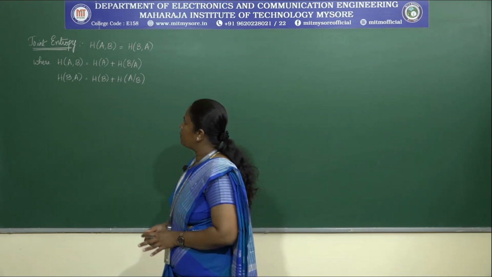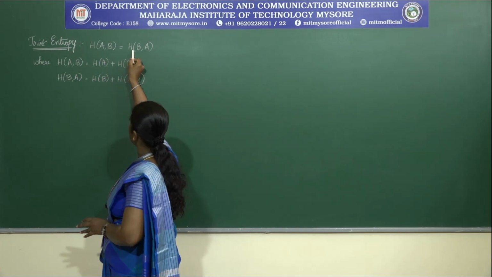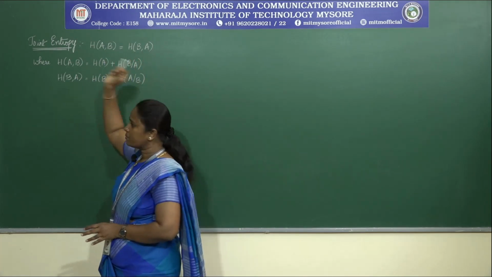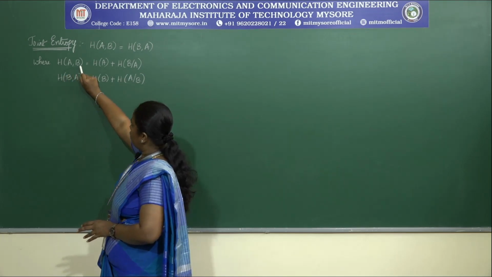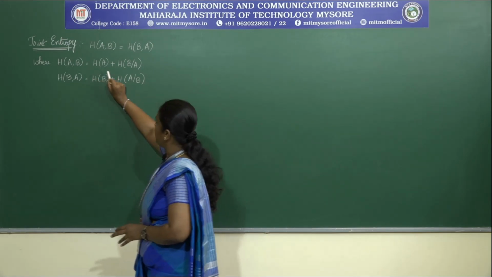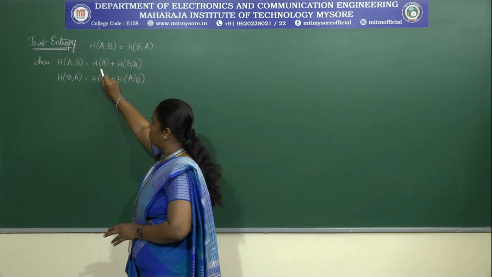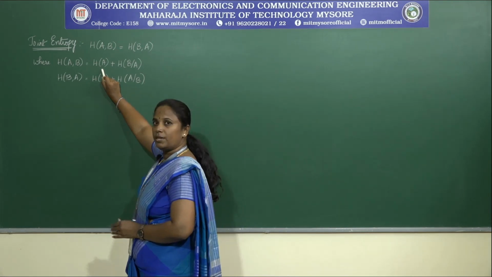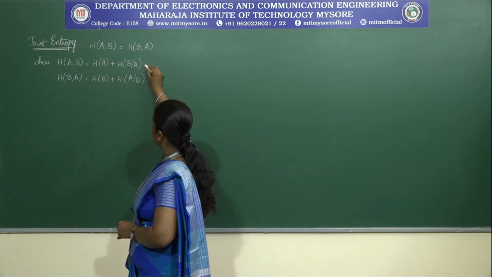Joint entropy is given by the equation H of A comma B, which is also equal to H of B comma A. We already know that H of A comma B can be expressed as H of A plus H of B by A. That means if we are considering joint entropy with respect to the input, then H of A comma B is given by the first equation.